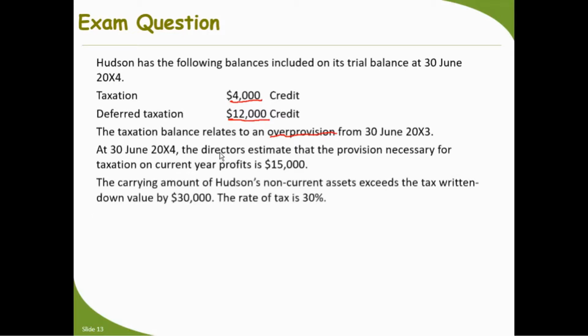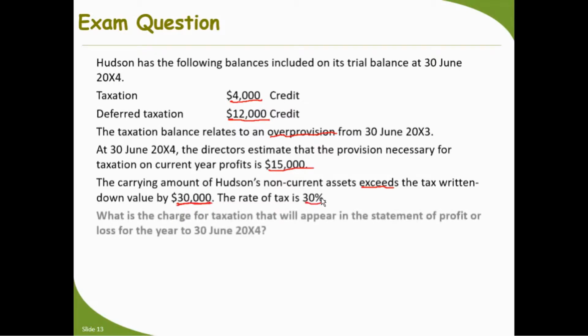So at 30th June 2004, the directors estimate the provision necessary for taxation on current year profits is 15,000. So the estimate of current year is given to you. Carrying amount of Hudson's non-current assets exceeds the tax written down value. So your carrying value is greater than your tax base. It is taxable temporary differences. Tax rate is 30%. What is the question? What is the charge of taxation that will appear in the statement of profit and loss?